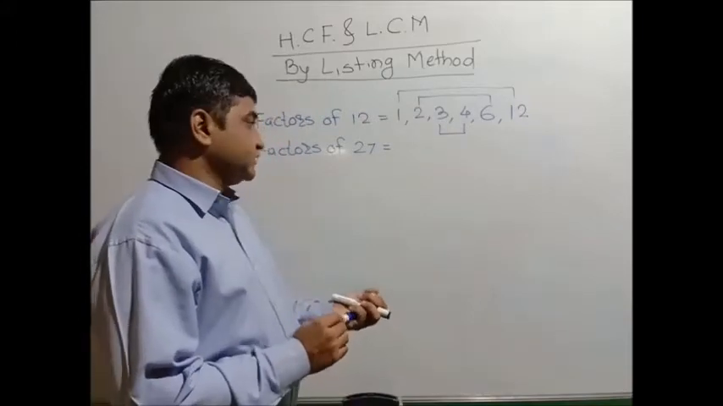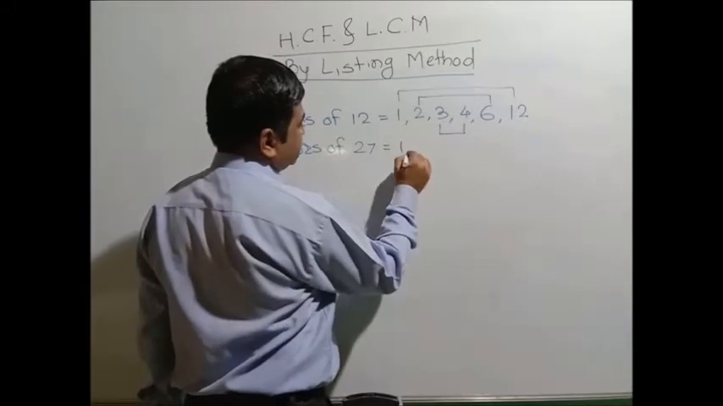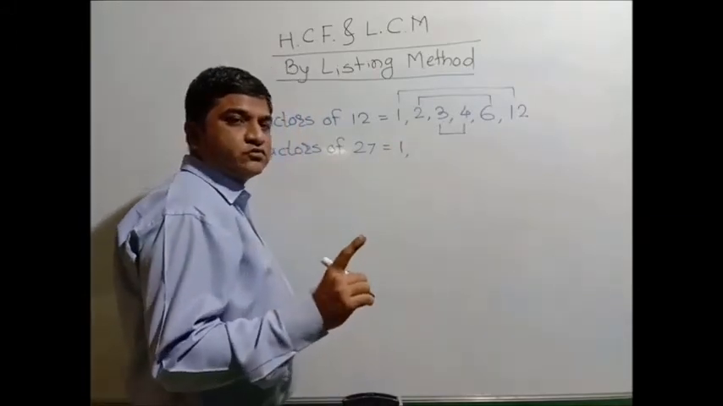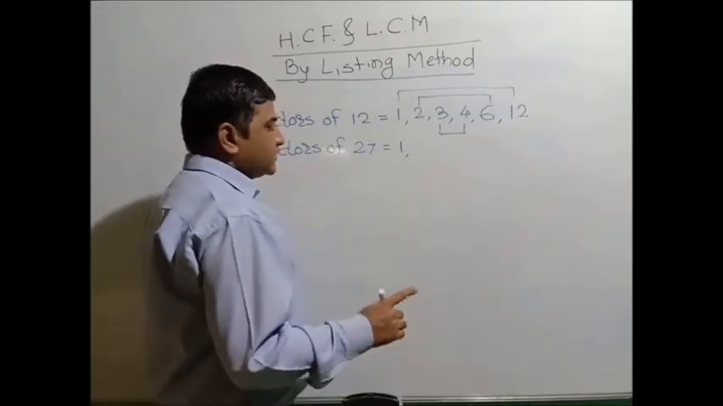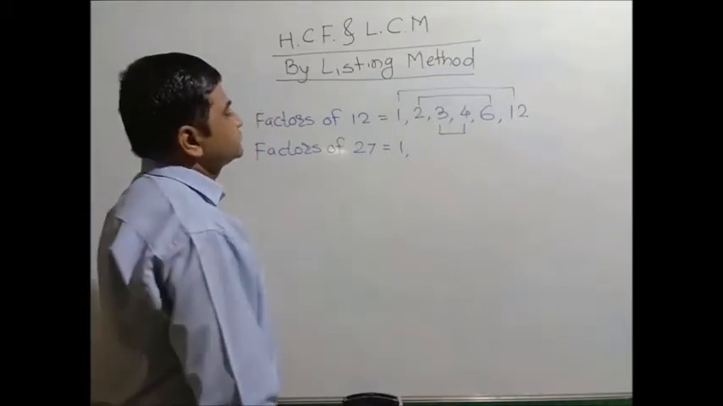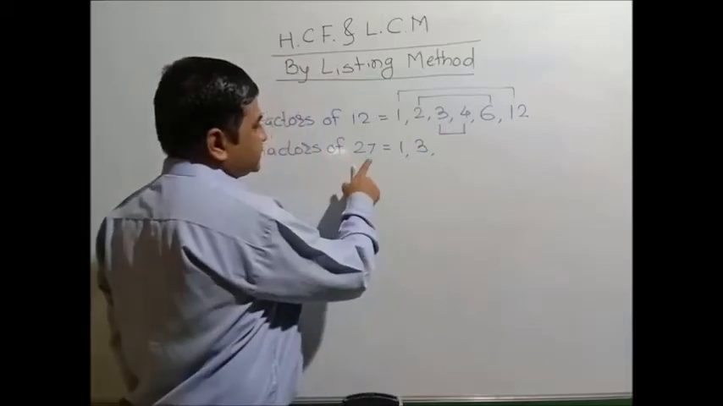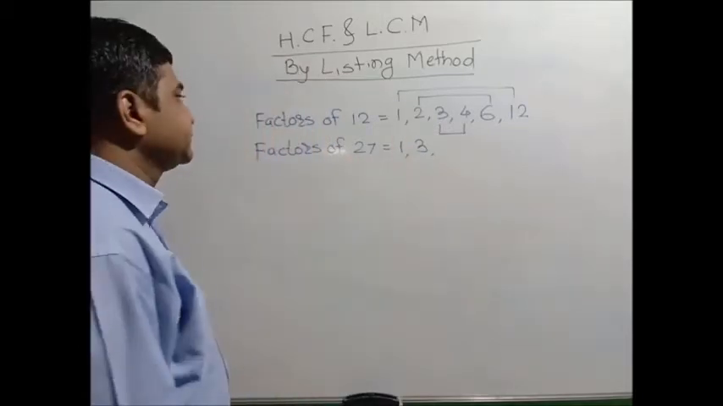Now what about 27? What are the factors of 27? Well, factors of 27 will be 1. 27 can be divided by, now it cannot be divided by 2. We will go for 3. And we can see that it can be divided by 3. And the answer will be, when 27 is divided by 3, 9 3s are 27, or 3 9s are 27.